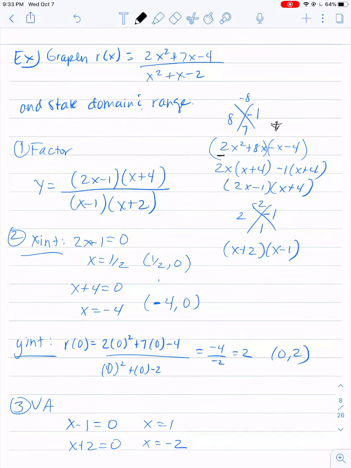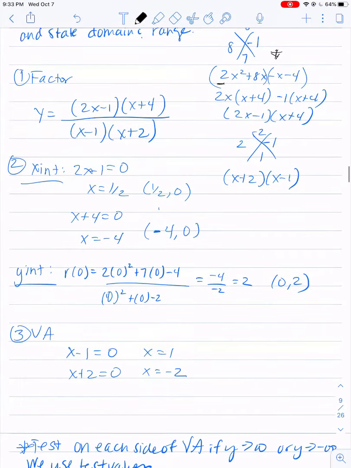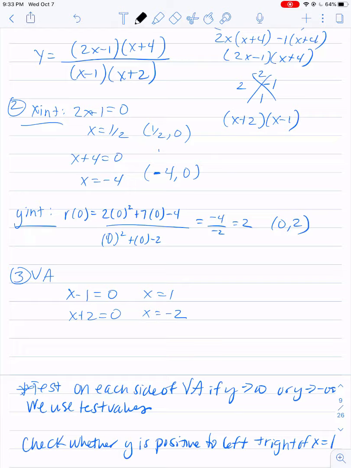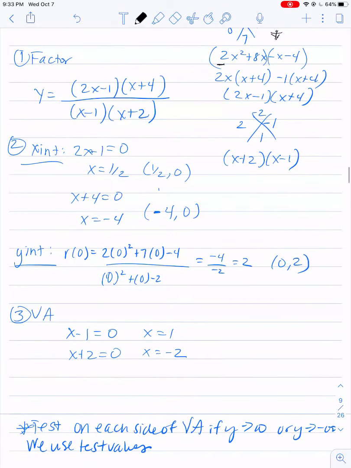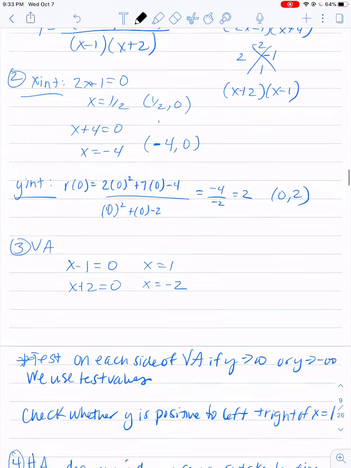And we know our x-intercepts come from 2x - 1 = 0 and x + 4 = 0. So our x-intercepts are 1/2 and -4, solving the numerator. Our y-intercept, when we plug in 0, is going to be 2. And then our vertical asymptote is when the denominator is 0. So I have x - 1 = 0 and x + 2 = 0, so I have vertical asymptotes at 1 and -2.